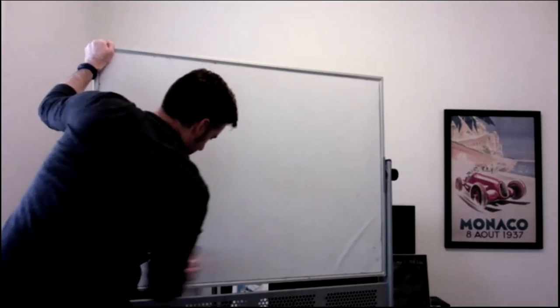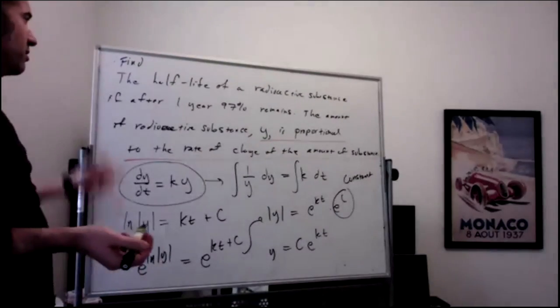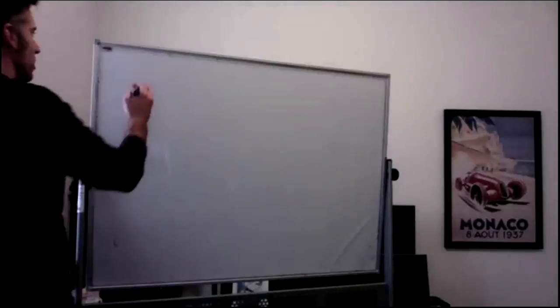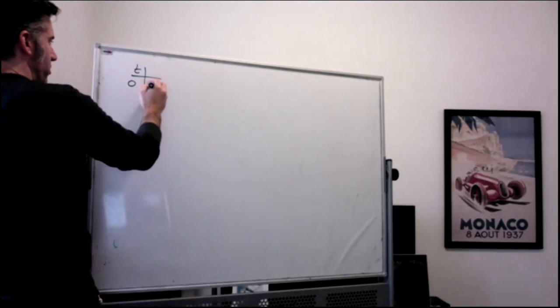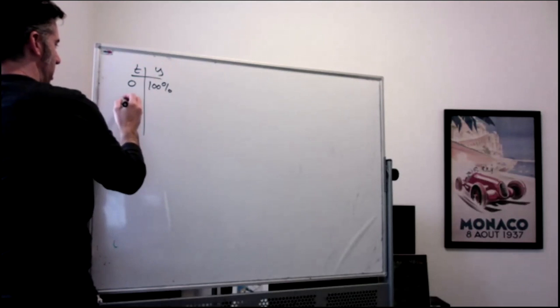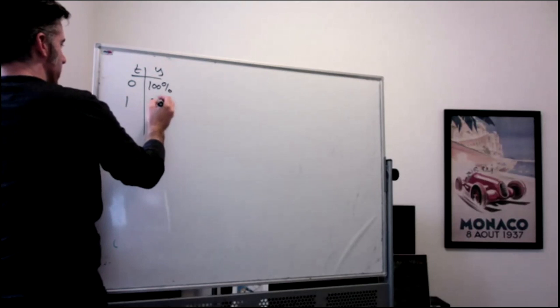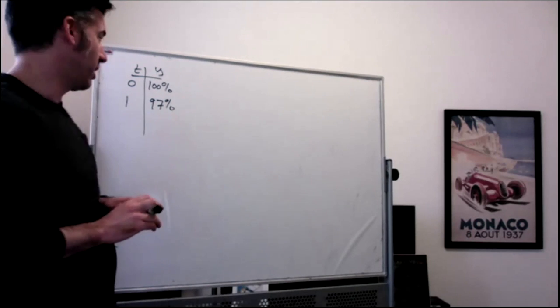So the rest of the question is, we know that at the beginning there's 100%. So at time 0, there's 100%. And then at time 1 year later, there's 97%. So we can use this to find what the stuff.